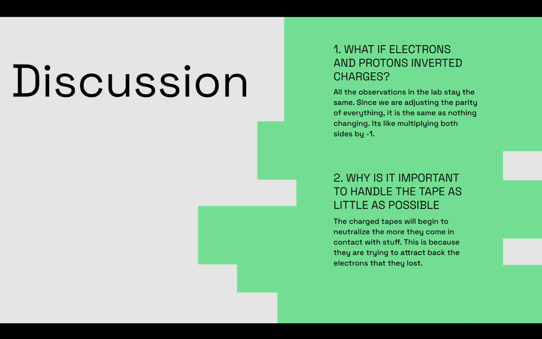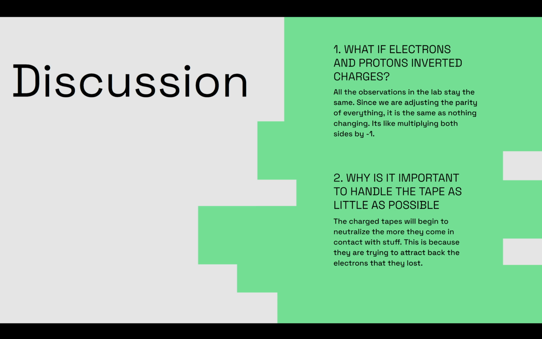Lastly, let's get into a bit of a discussion. So what if protons and electrons inverted charges? Honestly, this wouldn't do anything, really. Since we are adjusting the parity of everything, it is the same as nothing changing. It's like multiplying by -1. Like, imagine if the scientists that created this decided that protons were negative and electrons were positive. Really, nothing would change. The second question: why is it important to handle the tape as little as possible?